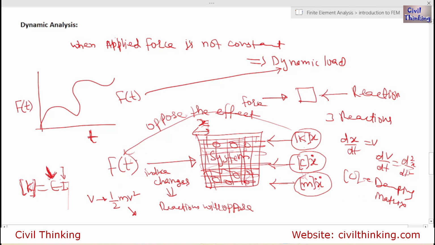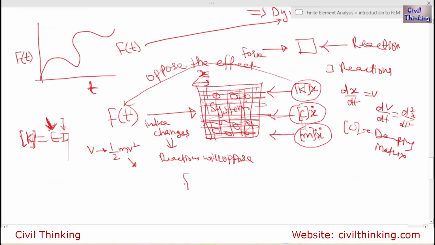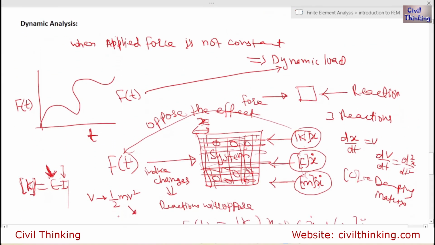Also, this external force will try to accelerate it, because if it is static or at uniform velocity, it will try to induce what? Acceleration, but the system doesn't want that. So if it doesn't want to accelerate, it will oppose f of t. How? With the help of mx double dot. So this equation we often use in dynamics. That is basically dynamic analysis. Okay, so let's move on.